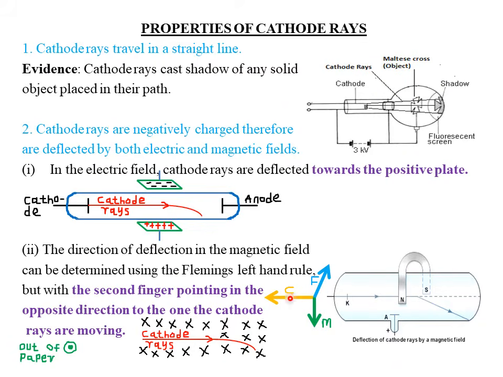Then the second finger must point in the direction opposite to the direction of the cathode rays, which is the direction of the current. So you can see the second finger is pointing to the left because the cathode rays are moving towards the right. So the second finger is pointing in the direction of the current. Therefore, if you observe your thumb, you will see that the thumb is pointing downward. That is why the deflection of the cathode rays is downward.